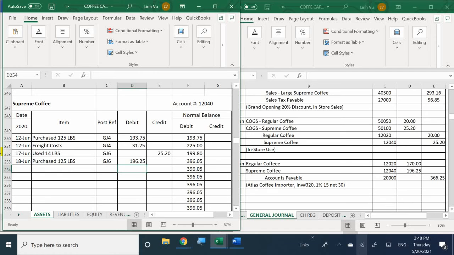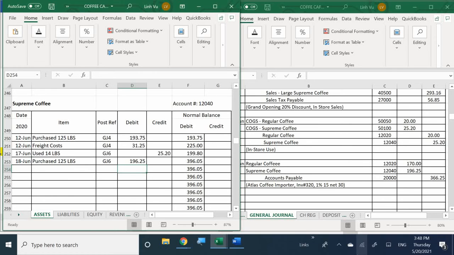Not the subledger, because in this case, first off, did you already complete the general ledger itself? You already entered in the regular and supreme coffee and the accounts payable? Oh no, we have to go to accounts payable. Yes, so make sure you go.